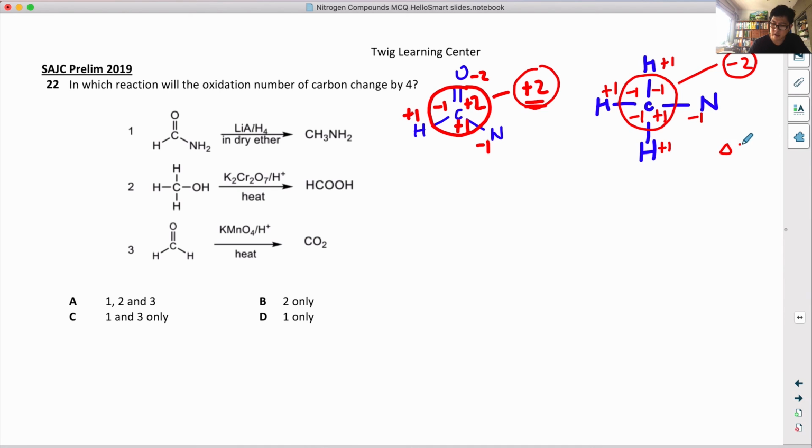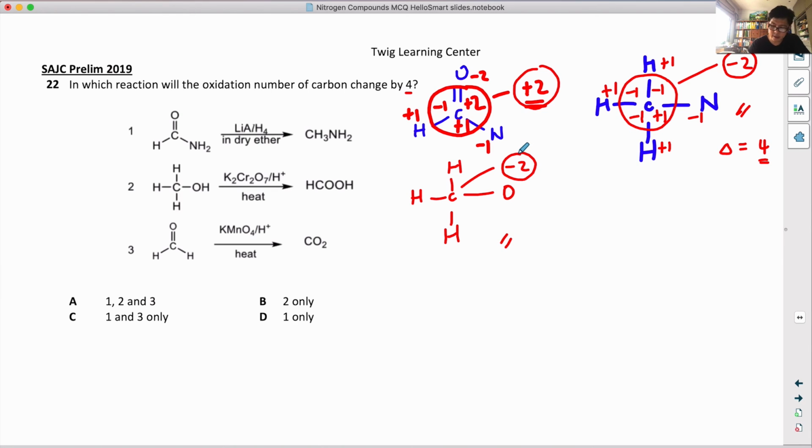The change is actually 4. There's a change by 4, right? So +2 to -2, there's a change by 4. Okay, let's try the next one. It's pretty similar to this one here. Can you see? It's very, very similar. So this carbon, I'm just going to skip it. This carbon is -2.